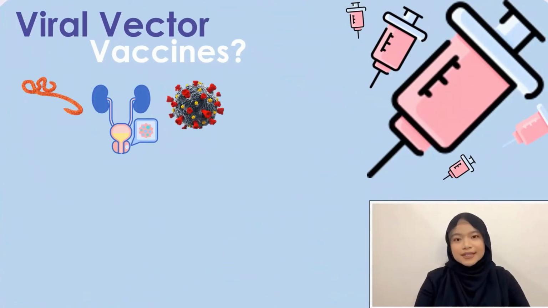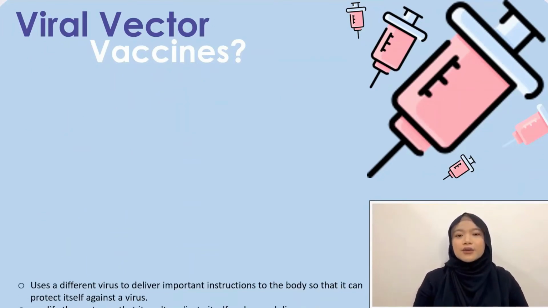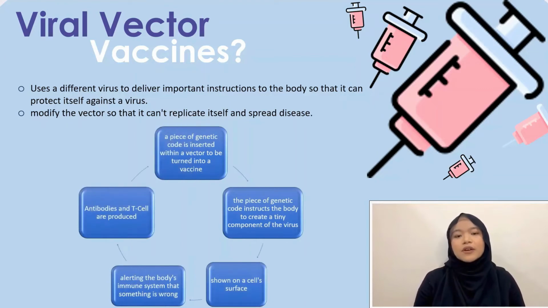Viral vector has been tested in clinical research for Ebola, prostate cancer, SARS-CoV-2, and others, to name a few. A viral vector vaccine uses a different virus to deliver important instructions to the body so that it can protect itself against a virus. Scientists modify the vector so that it cannot replicate itself and spread disease. When a piece of genetic code is inserted within a vector to be turned into a vaccine, the piece of genetic code instructs the body to create a tiny component of the virus rather than the virus itself.